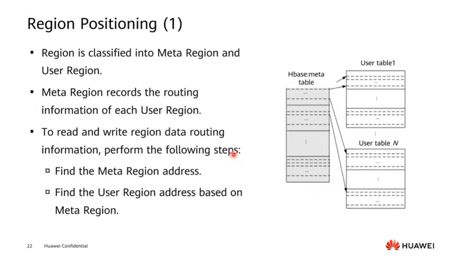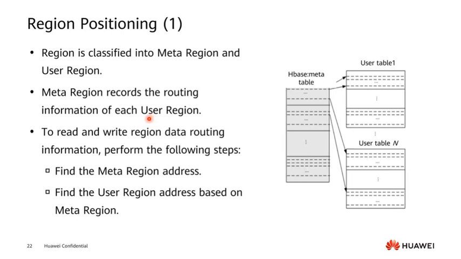And for regions, there is another important concept. As we can see, there are two types of regions, meta region and user region. So what are the differences? Do you remember the name node and data node in HDFS? The name node records the routing information of data nodes, and we store the original data in data nodes, right? And indeed, it's almost the same thing here. The meta region records the routing information of every user region, and we can search the user region via the information in the meta region. But we also need to search for our meta region.